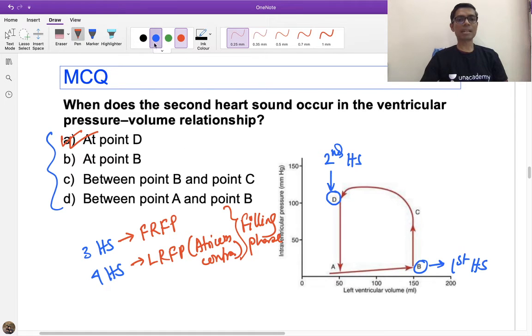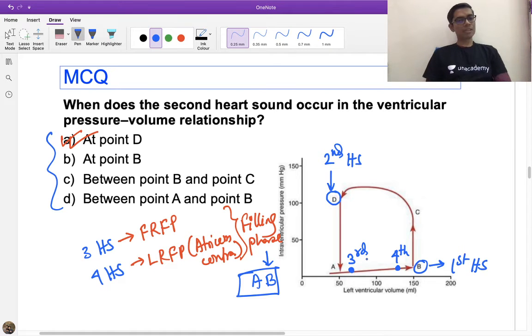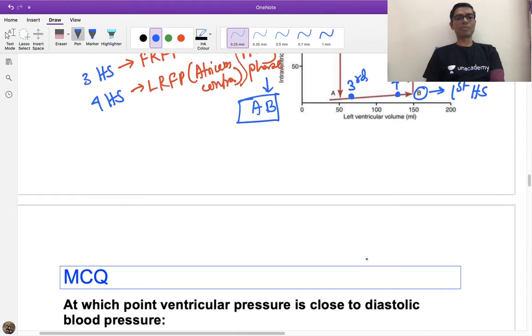And the filling phase of the cardiac cycle is nothing but A to B. This line indicates the filling phase. So if I have to pinpoint, the first half of this filling phase will be the third heart sound, and the later phase of this filling phase will be the fourth heart sound. So this is the fourth heart sound point, this is the third heart sound point. Okay, this is the additional point that you have to remember from here.